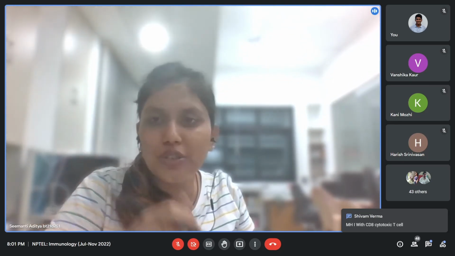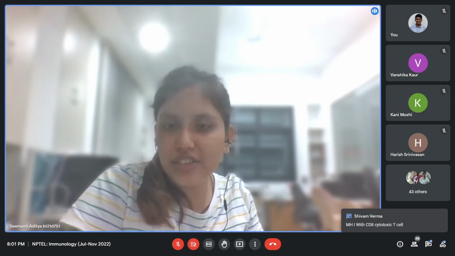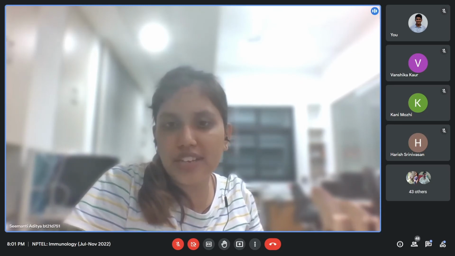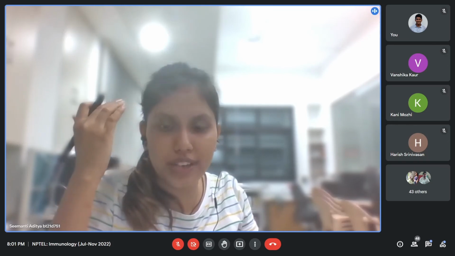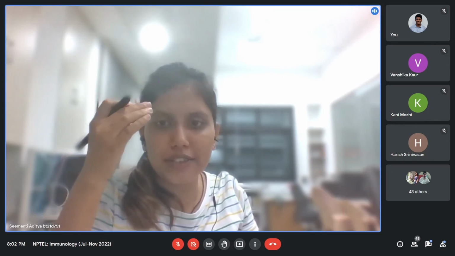Okay, great. So which are the first acting cells of the immune system? These are the neutrophils. As I discussed, neutrophils are the first cells that are going to go towards the site of infection and try to clear out the infection.